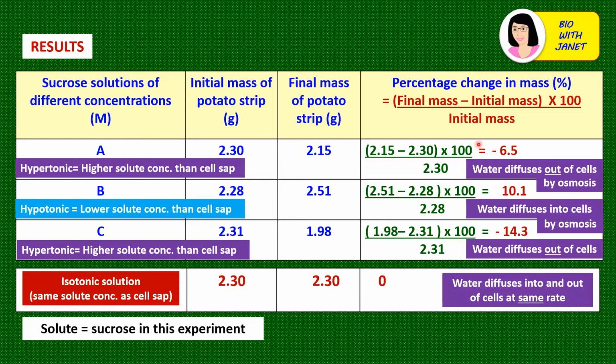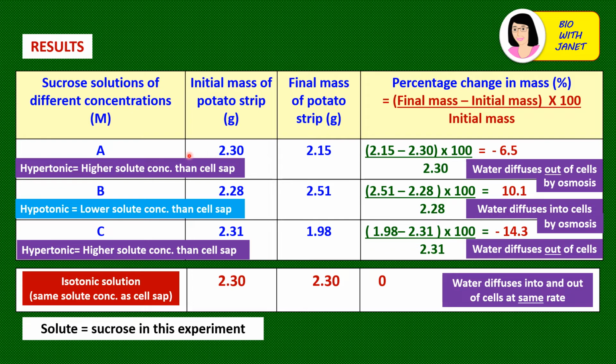So what can we conclude from the results of our experiment? From the values for the percentage change in mass, we can conclude whether the solution is hypertonic, hypotonic, or isotonic. For example, for A and C, we can see that the percentage change in mass is a negative value, negative 6.5 and negative 14.3 respectively. Let's explain how we get a negative value here. When we see a negative value for the percentage change in mass, it means that the potato strip has lost water and lost some mass.